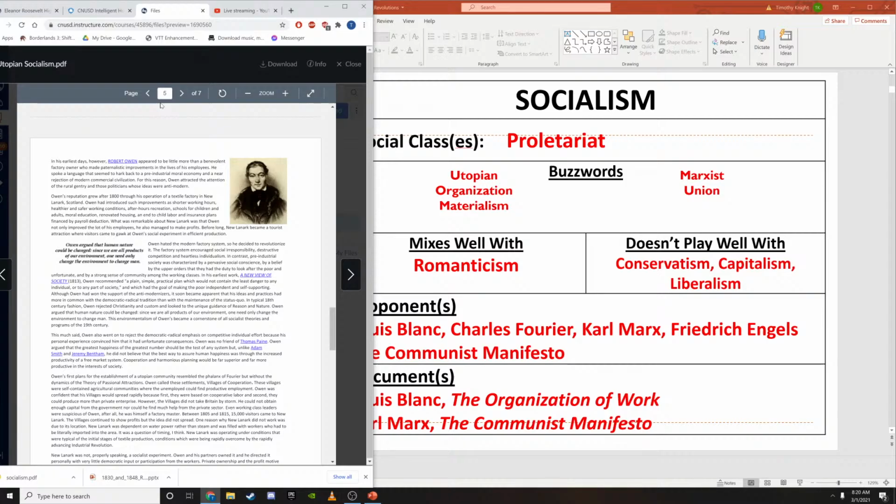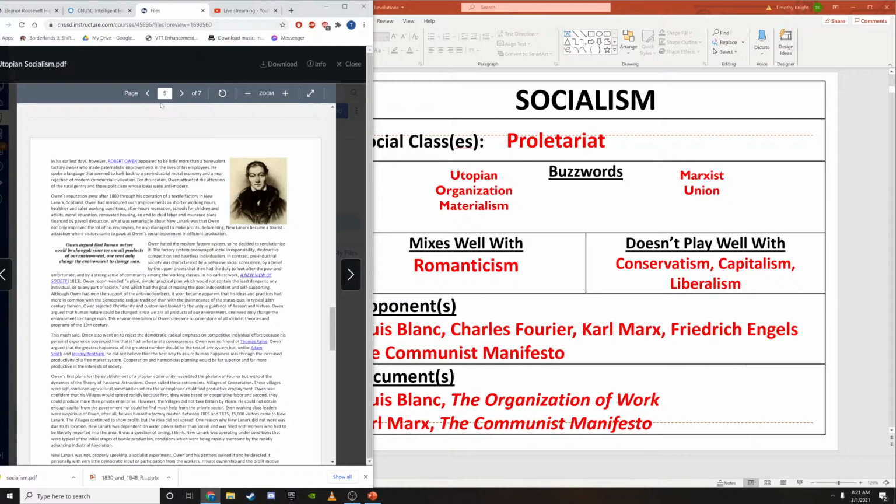He spoke a language that seemed to harken back to a pre-industrial moral economy and a near rejection of commercial civilization. For this reason, Owen attracted the attention of the rural gentry and those politicians whose ideas were anti-modern. Owen's reputation grew after 1800 through his operation of a textile factory in New Lanark, Scotland.